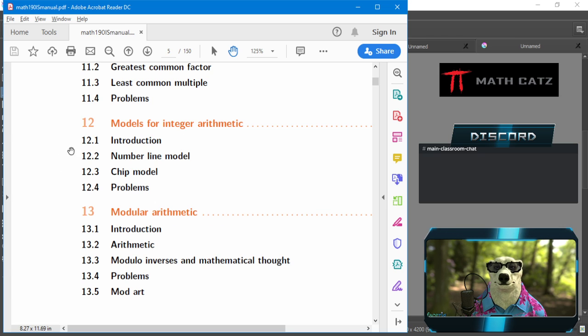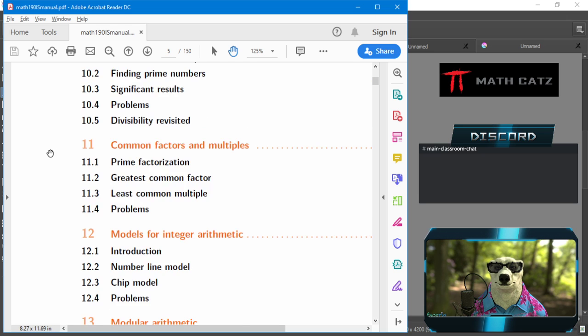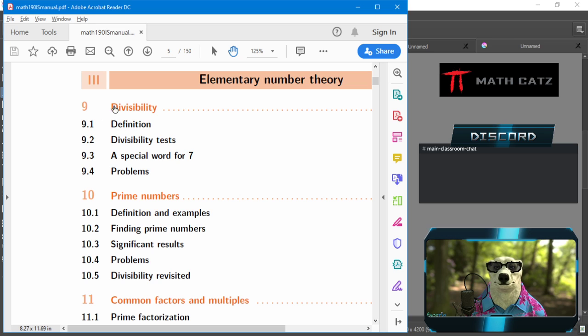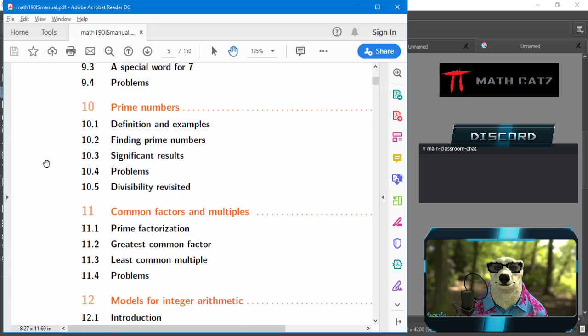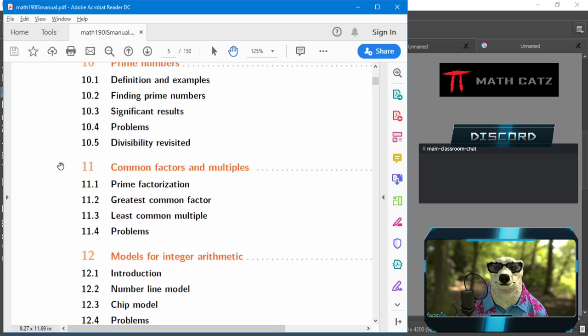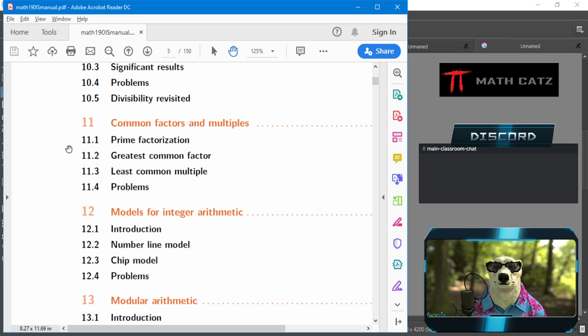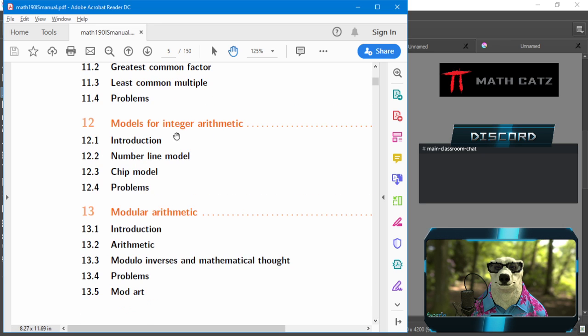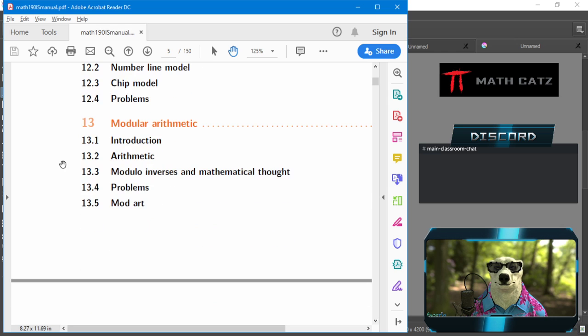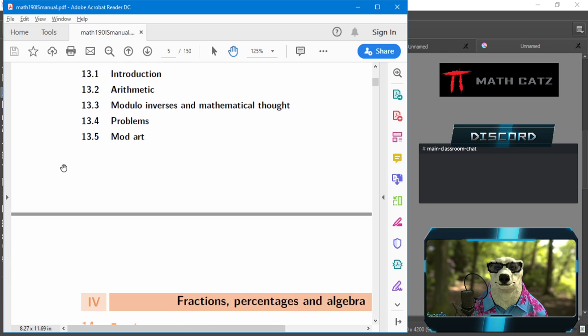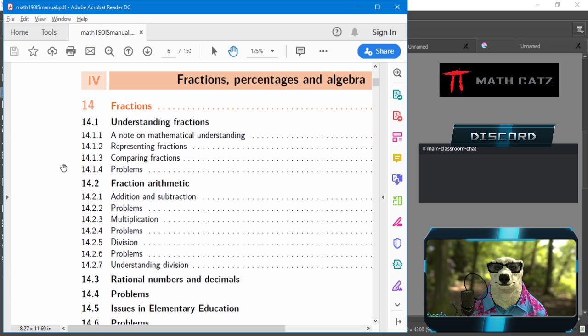Oh, haha, the models, right. The number line model and the chip model. I forgot those. Let's get back to start. Divisibility, page 1. Prime numbers, page 2. Factors and multiples, page 3. Number line and chip model, page 4. Modular arithmetic and inverses, page 5. So it's perfect. It's 1 page per chapter. Yeah. Just spaced out for a second.